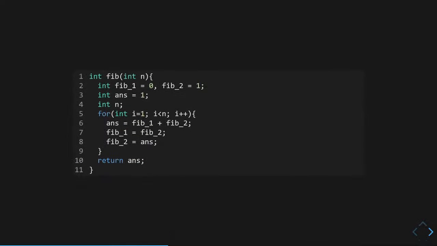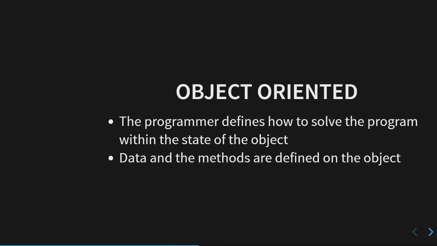And then here's the same exact thing, just I put it in a function, because in a procedural program you would likely put something like this in a function. It wouldn't just be in main, because then you can only do it once unless you copy and paste it.